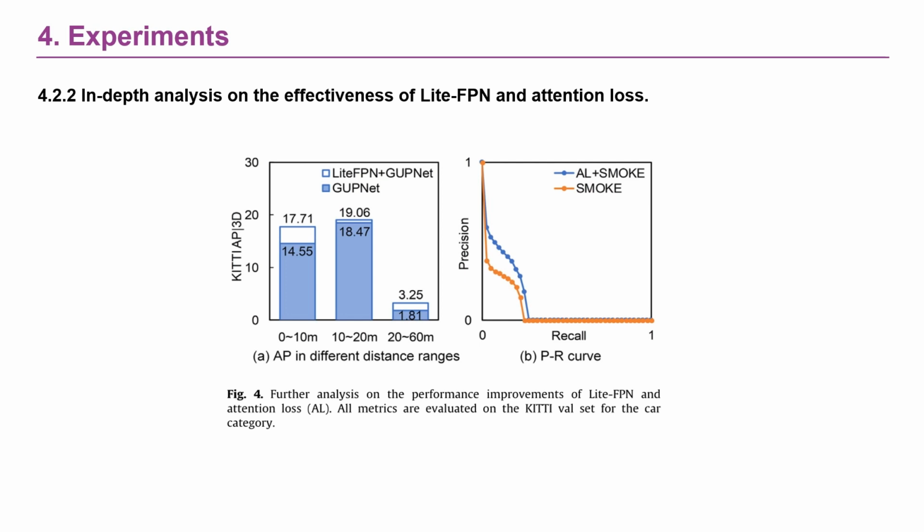Then, according to the PR curve in Fig. 4b, our improvement with attention loss tends to achieve more obvious precision improvements at the low recall levels, which implies that our attention loss manages to guarantee high confidence objects with consistently better bounding boxes.